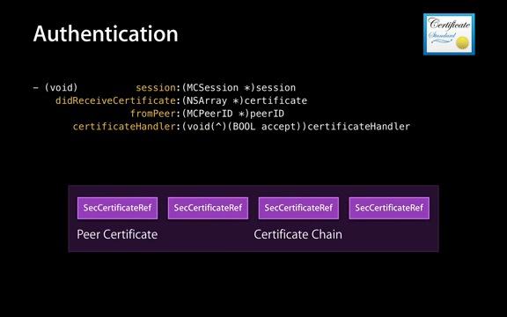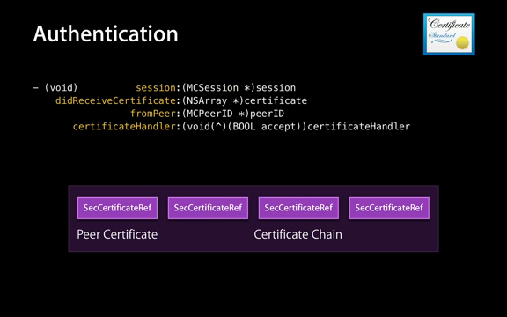And once you receive the certificate from the other peer, your session delegate will be called with session did receive certificate from peer, and you will be passed a certificate handler. The second parameter will be the certificate of the peer that you're attempting to connect to, and this certificate will have a similar structure to the one we've seen before, just the first object will not be a SecIdentityRef, but just a peer certificate of type SecCertificateRef. The third parameter will tell you the peer ID of the nearby peer that the certificate belongs to.